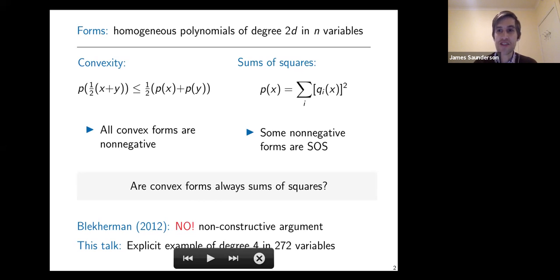And the main punchline of this talk and this work that I'm describing today is giving an explicit example of a degree 4 form that is convex but not a sum of squares. And this degree 4 form will happen to have 272 variables. And we'll see where the number 272 comes from a bit later. So that's really the plan for the talk: to get to this explicit example and discuss a bunch of questions at the end related to when convex forms are sums of squares.